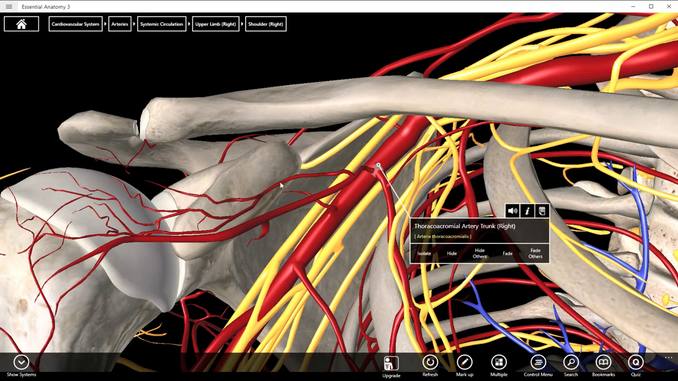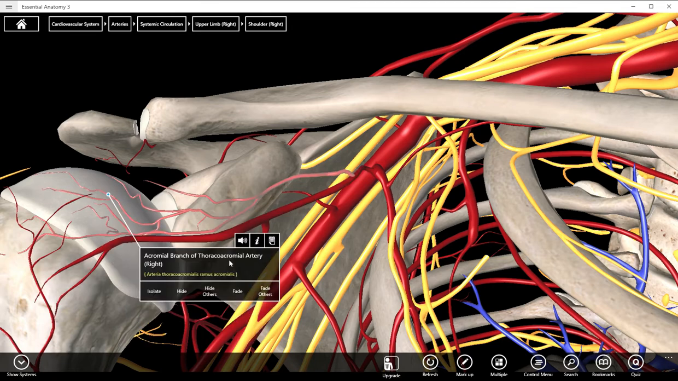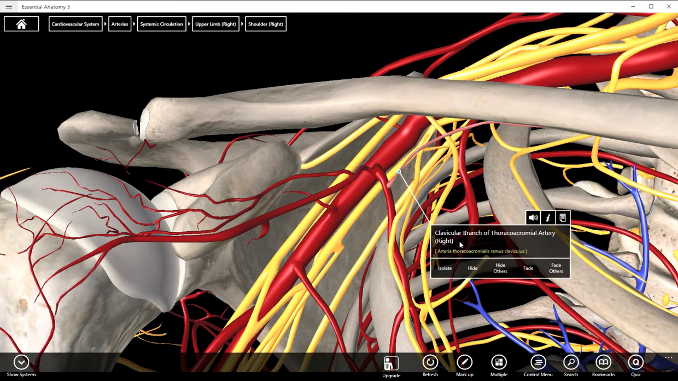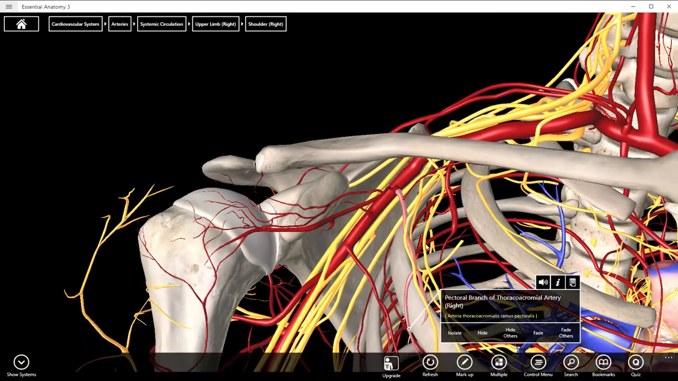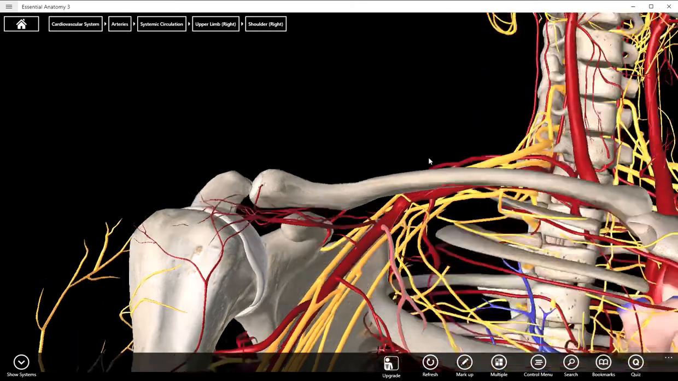I suspect, see, this one looks like it's going maybe acromial, maybe deltoid too, but this is so big it looks like deltoid, and it is. Okay, so good. I bet this is acromial, and it is. The acromial branch of the thoracoacromial trunk. The deltoid branch of the thoracoacromial trunk. This looks clavicular, and clavicular usually is tiny, so that makes sense. Yep, clavicular branch of thoracoacromial trunk. And the biggest one, typically, is the pectoral branch of the thoracoacromial trunk.